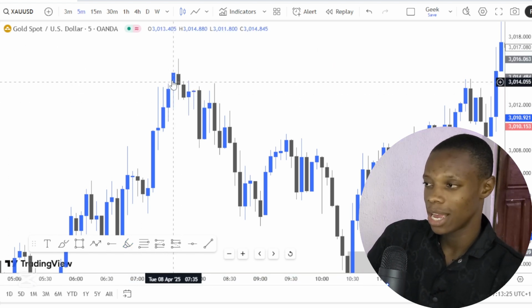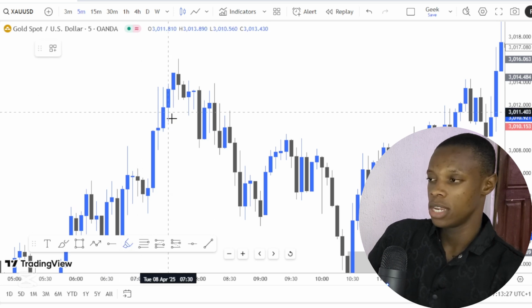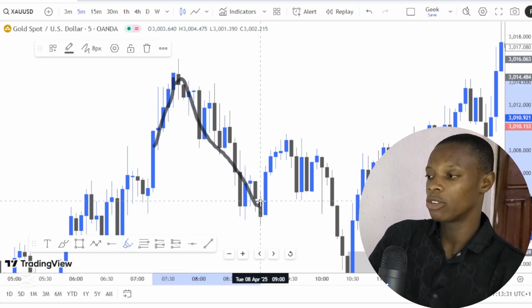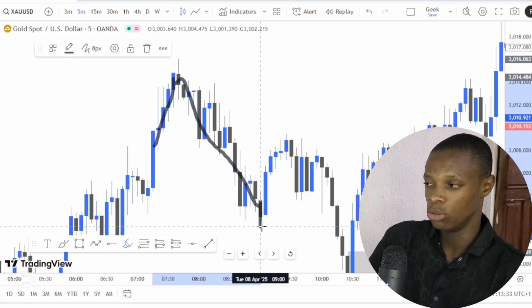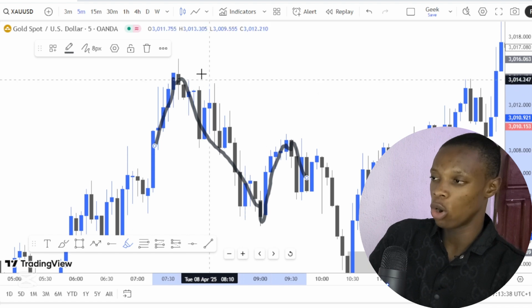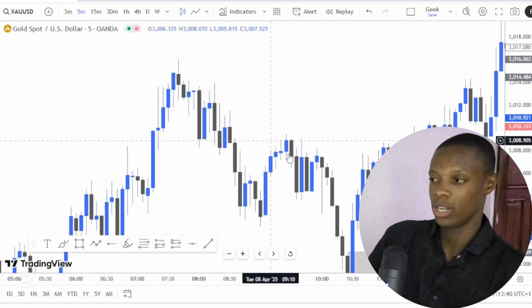The last candle before the move. The price was going up, and this was the last candle before it started dropping. The price was going down, and this was the last black candle before it started going up at this point. This was the last candle before it started going down. So all of these different candles are order blocks.